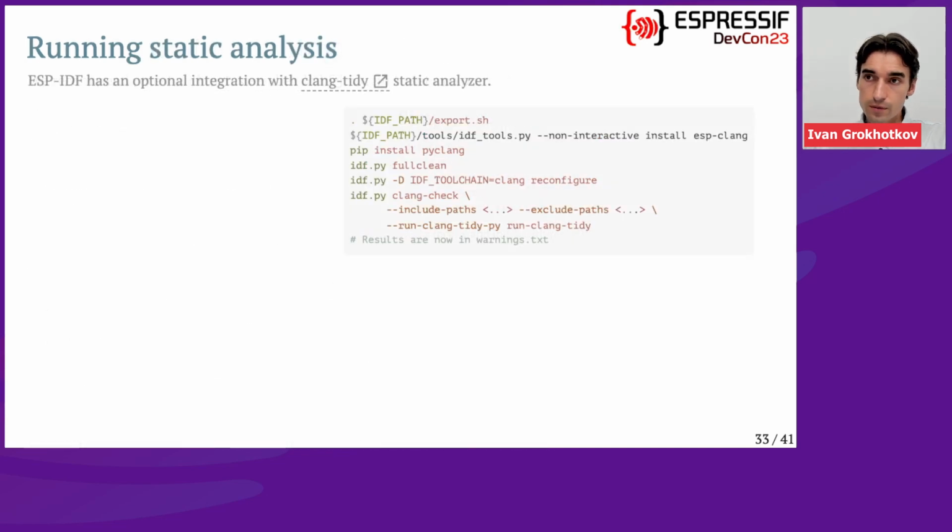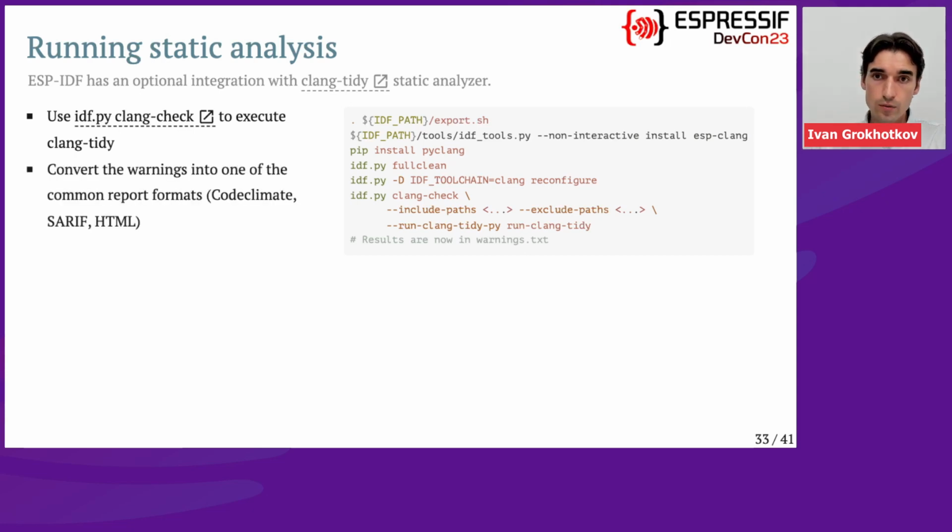The next step, running static analysis. Aside from compilation checks, we can use the Clang-Tidy static analyzer, which can reveal more potential problems with the code. Clang-Tidy integration is achieved using the idf.py clang-check command. In CI, we can run idf.py clang-check. It's going to produce a list of warnings, and then we can convert those warnings into one of the report formats depending on the service we use.